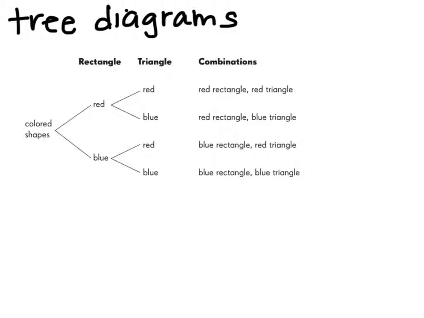So we can see here that we start with the colored shapes. We list the possible shapes or colors for the rectangle, red and blue. We then add the triangle, and for a red rectangle, we can paint a red or a blue triangle. For a blue rectangle, we can paint a red or a blue triangle. At the end, we list the total combination, red rectangle, red triangle, and so on and so forth through the chart.